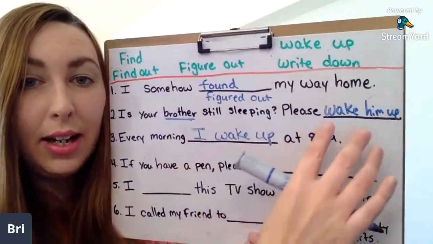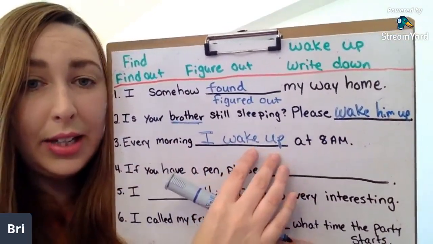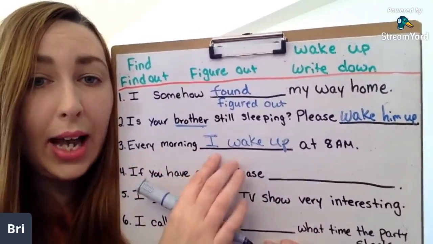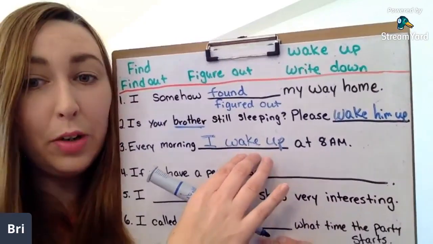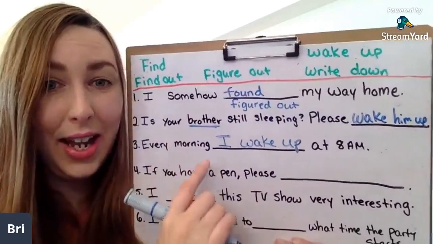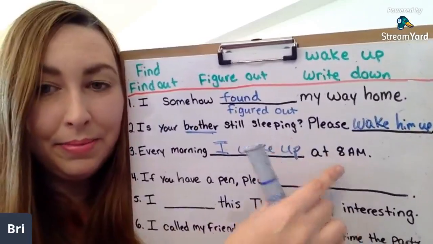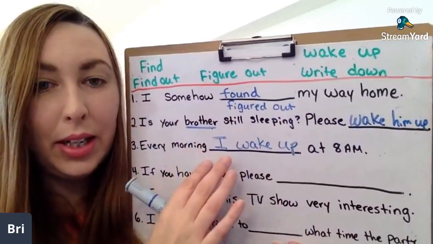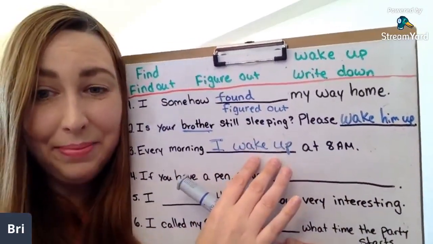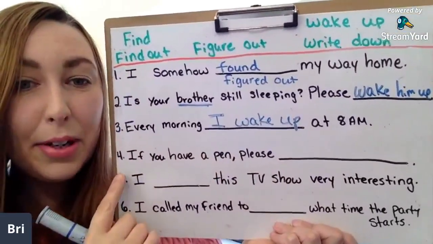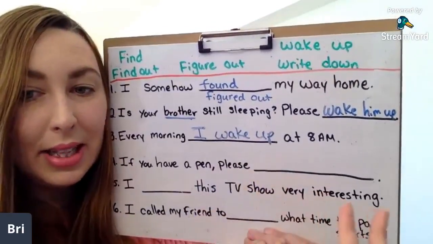So here, unlike here where we have a direct object, we don't have a direct object here. So every morning I wake up at 8 a.m. This we do not separate, okay? We went over it briefly yesterday, but we wouldn't say every morning wake I up at 8 a.m. We wouldn't say that. And we wouldn't say every morning I wake at 8 a.m. up, right? We can't separate it here, okay? Very good. Okay, number 4. If you have a pen, please something.